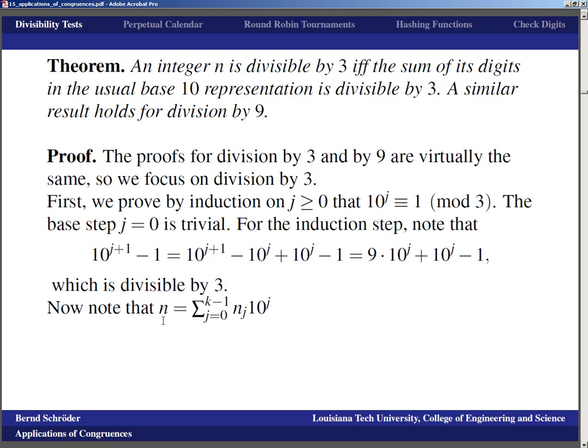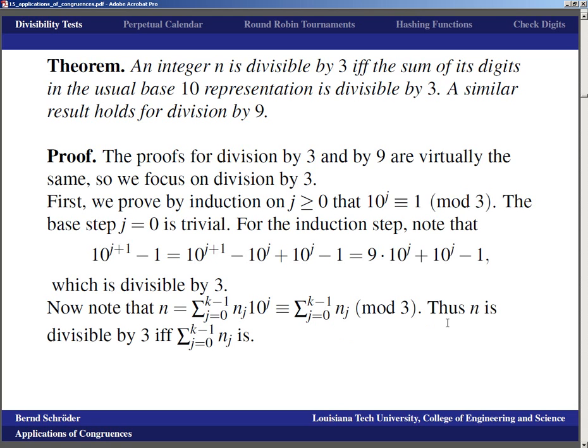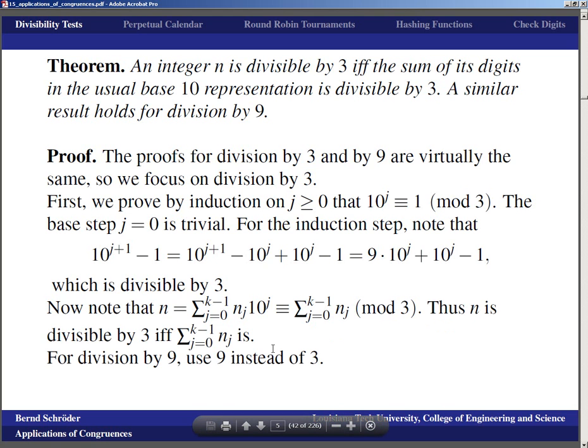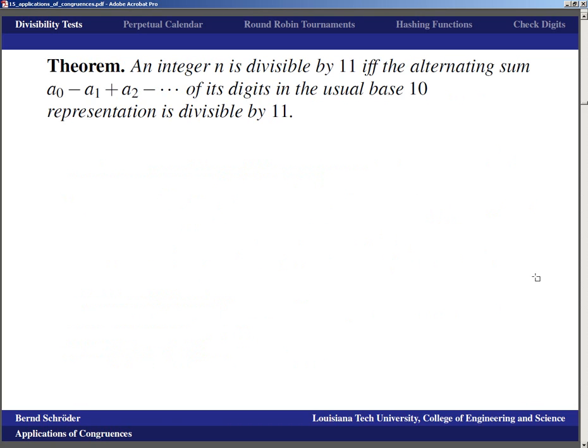Now we can note that our number, if we write it out in the base 10 notation, is just n equals the sum from j equals 0 to k minus 1 of n sub j times 10 to the j, which modulo 3 is equivalent to the sum from j equals 0 to k minus 1 of the digits themselves. And so that means that n is divisible by 3 if and only if its sum of the digits is divisible by 3, because the two are equivalent modulo 3. And for division by 9, the only thing we have to do is use a 9 instead of a 3, and the whole argument will work out in exactly the same fashion. Alright, what else do we have?